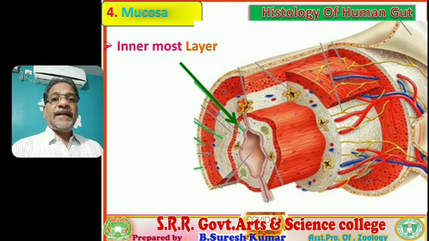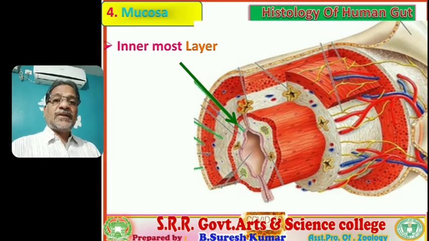Mucus is a sticky liquid. The goblet cell secretes mucus and forms a layer along the inner surface of the alimentary canal that prevents the action of enzymes on our alimentary canal. So that is a protective layer. The mucus secreted by goblet cells forms a protective layer along the inner surface of the alimentary canal.